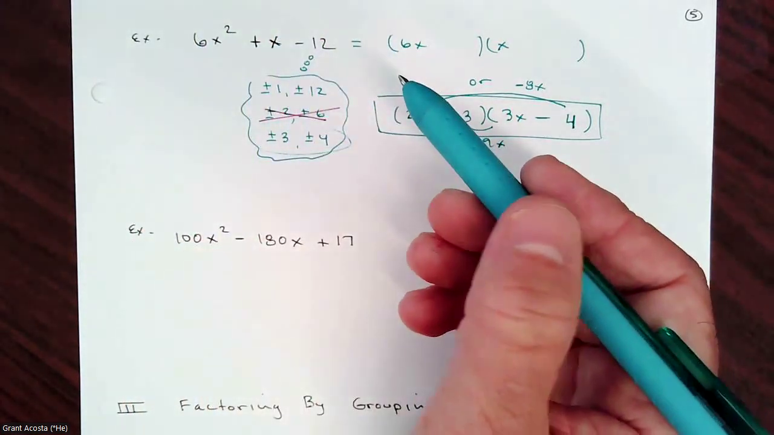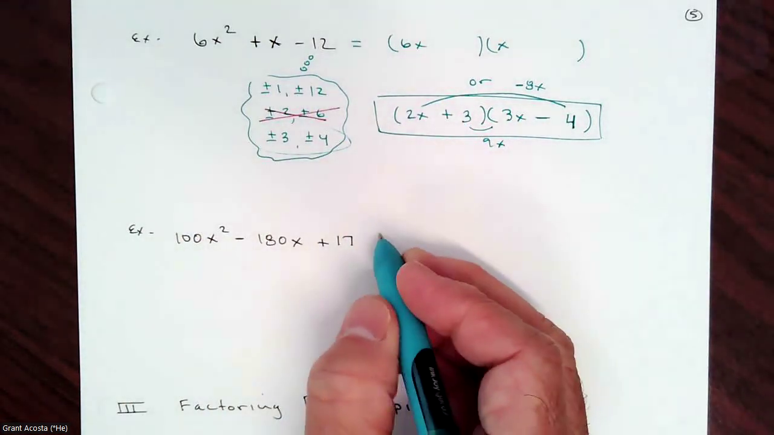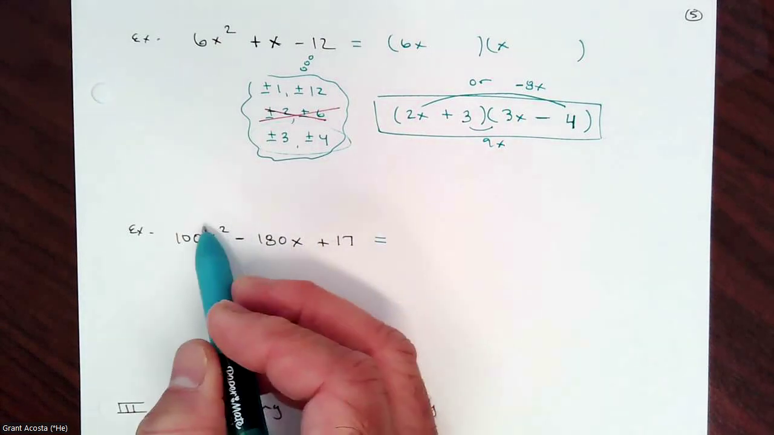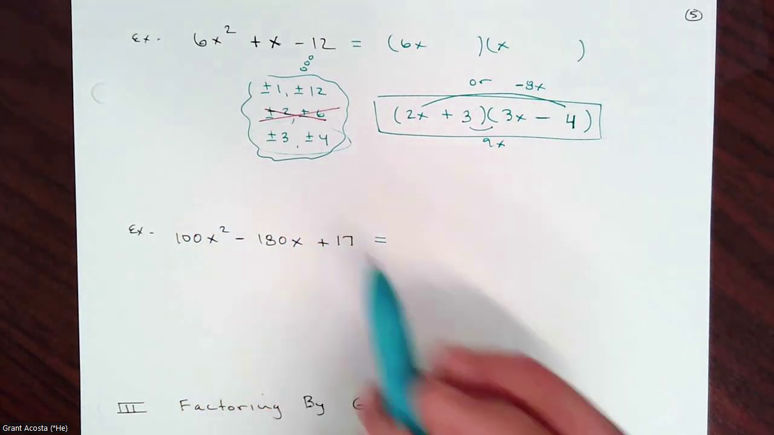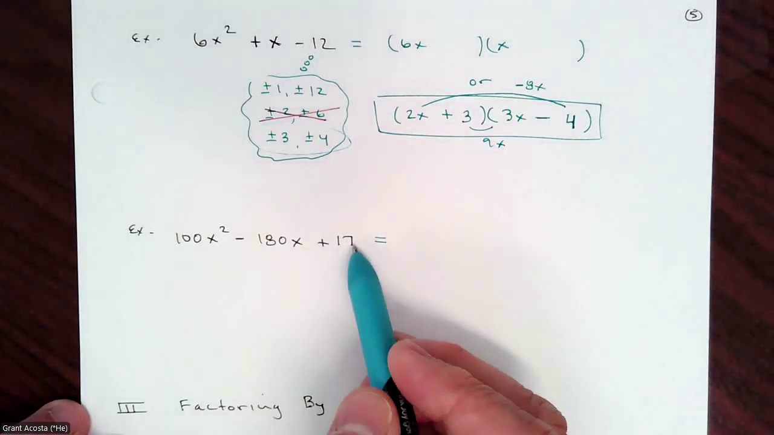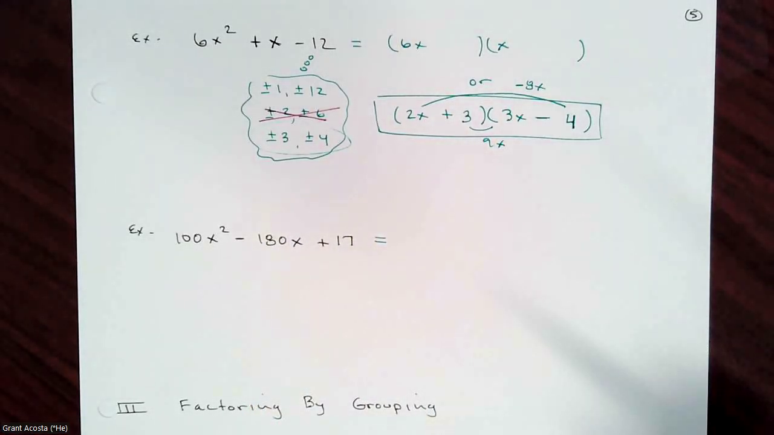My response to that would still be, you're going to run into problems sometimes because you had a quadratic like this. If you multiplied 100 times 17, you got 1700, and then you're trying to figure out factors of 1700 that add to negative 180. That's going to be a chore.